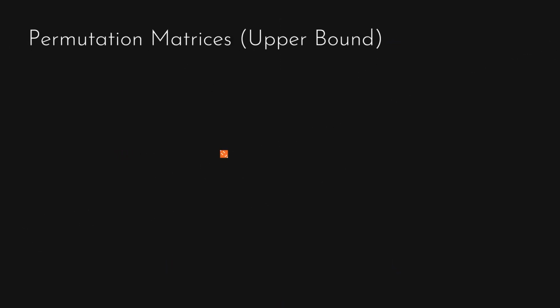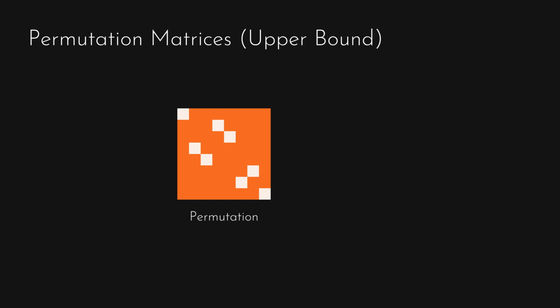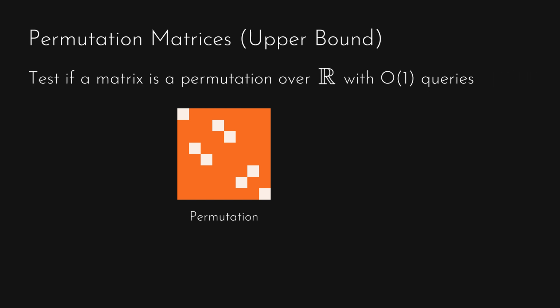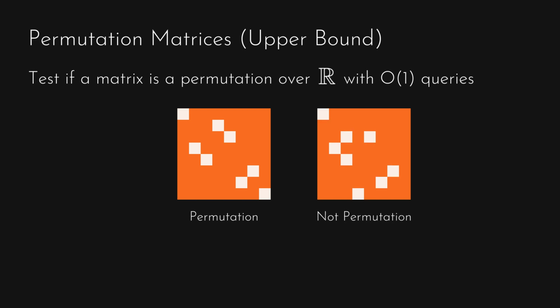Remember that a permutation matrix is a binary matrix such that in every row and every column, there is exactly one entry that is a 1 and the rest are 0. And again, I'll show how to use a constant number of queries to determine if a matrix is a permutation matrix or not. Here, it is important that the queries are over the real numbers or any large enough field. We also need to assume that all entries of the matrix are either 0 or 1, even if it's not a permutation. Then, we can use a similar strategy as before.